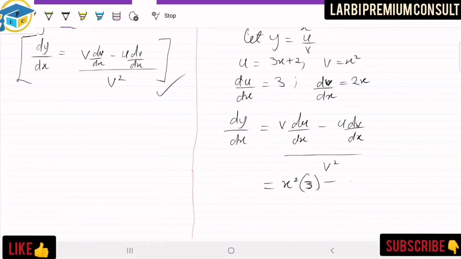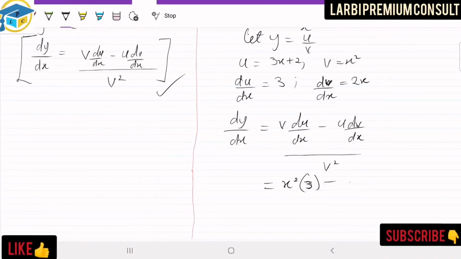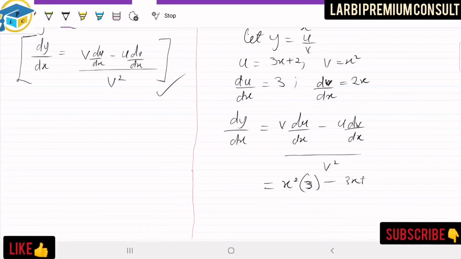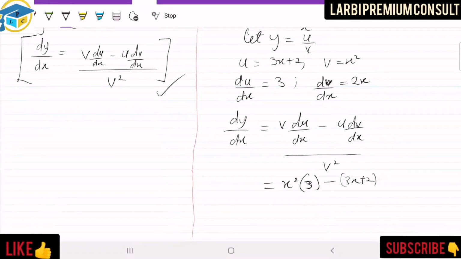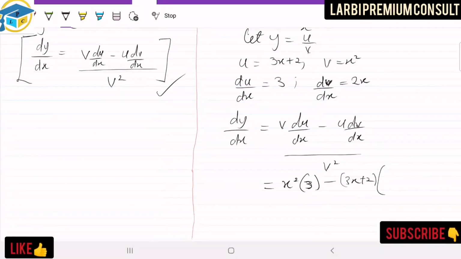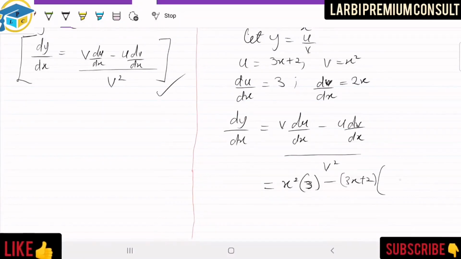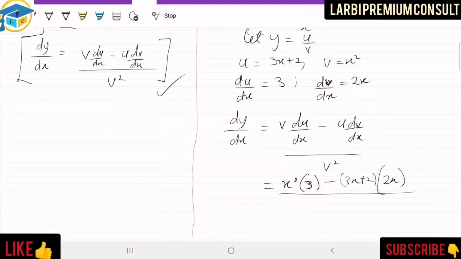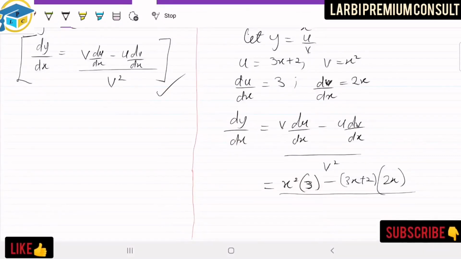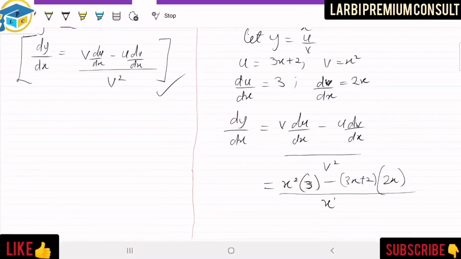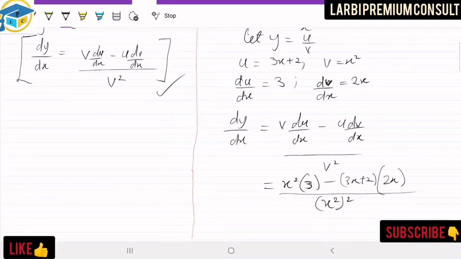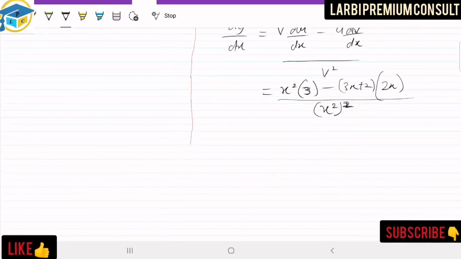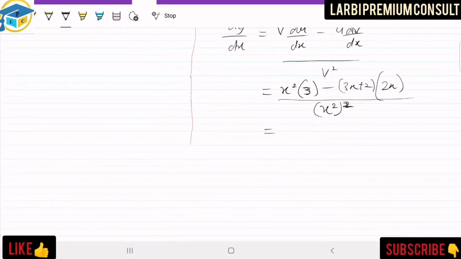Now I have my subtraction sign. I know my u to be 3x plus 2. Then I know my dv over dx to be 2x. And I know my v to be x squared. So it's going to be x squared, all squared again.